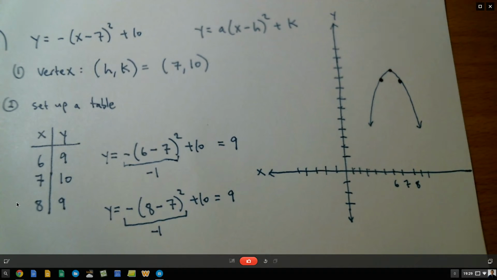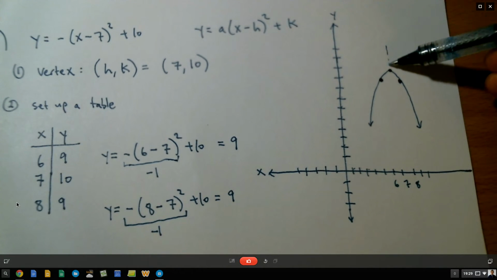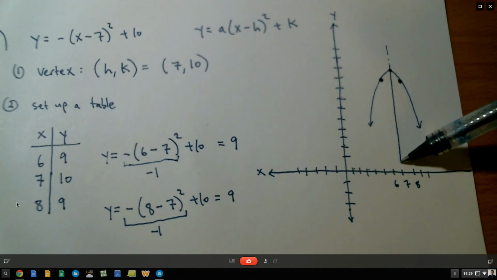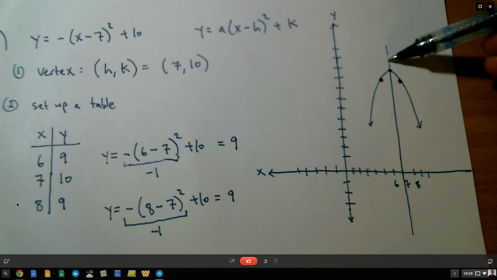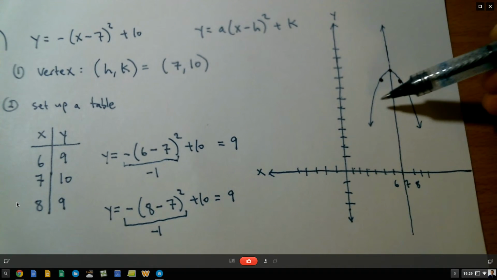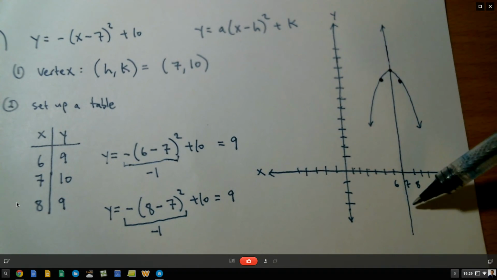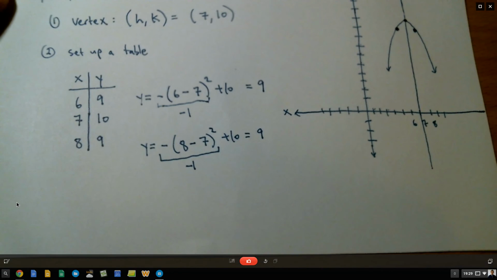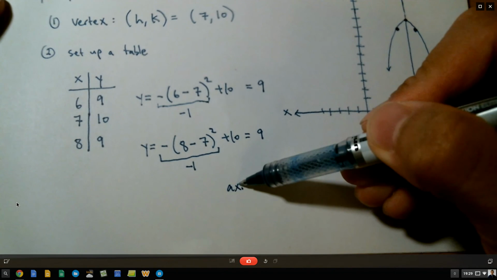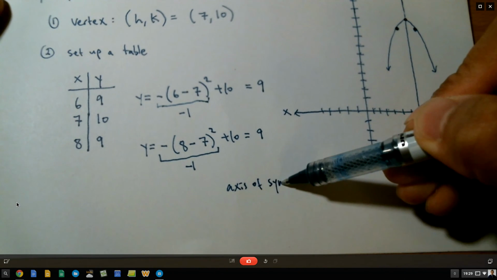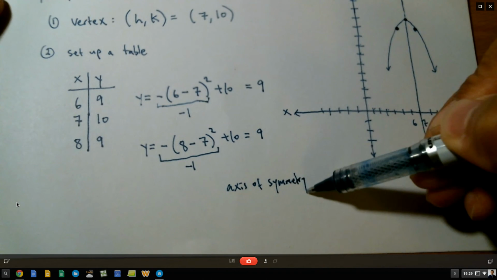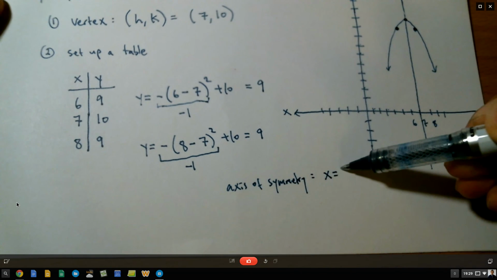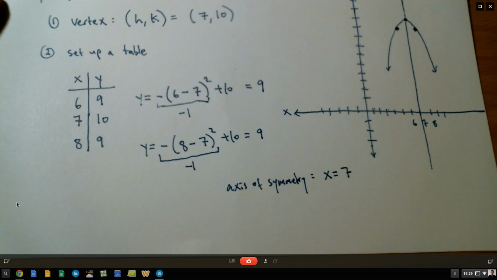And now the question also asks, identify the axis of symmetry. So what is the equation for this line, this axis of symmetry, this line that divides the parabola in half? Notice that it's just x is equal to 7. So our axis of symmetry is just x is equal to 7.